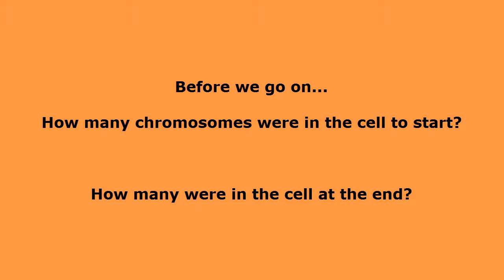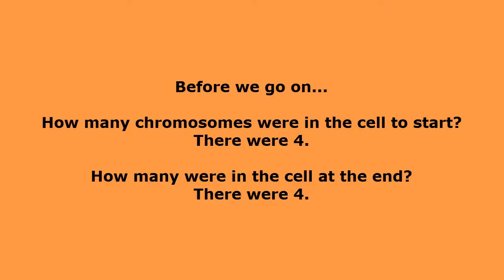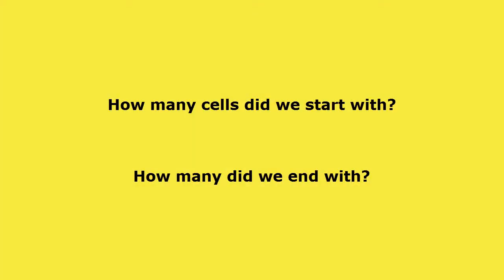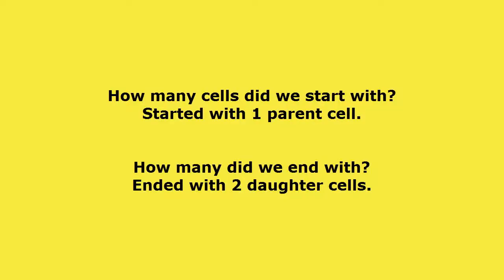Before we go on, how many chromosomes were in the cell at the beginning and how many were in there at the end? There were 4 chromosomes when we began and also 4 when we ended. We created identical cells. How many cells did we start with and how many did we end with? Well, we started with 1 parent cell and we ended up with 2 identical daughter cells.